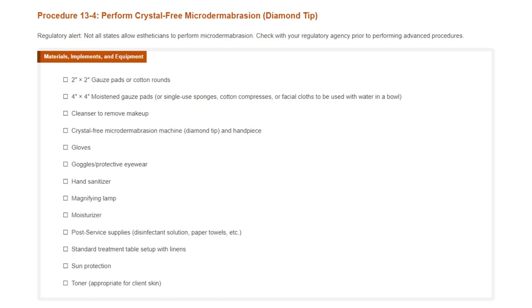Goggles/protective eyewear. Hand sanitizer. Magnifying lamp. Moisturizer. Post-service supplies, disinfectant solution, paper towels, etc. Standard treatment table setup with linens. Sun protection. Toner, appropriate for client skin.